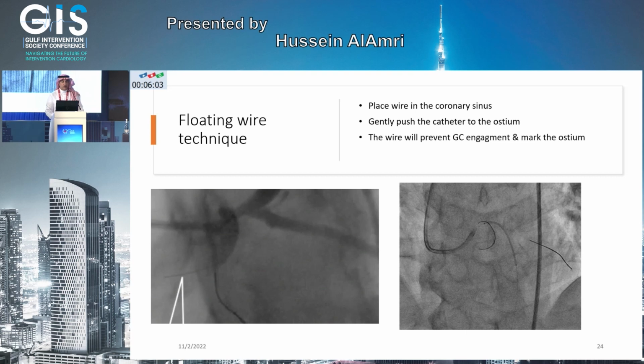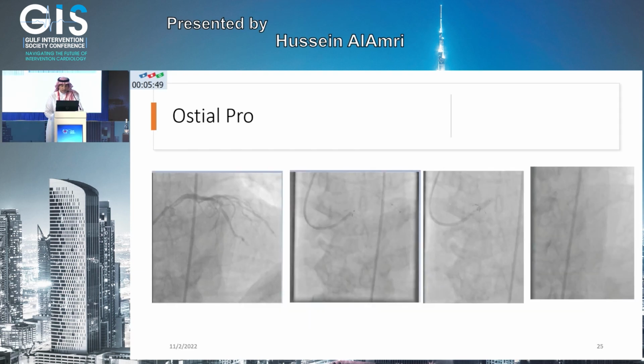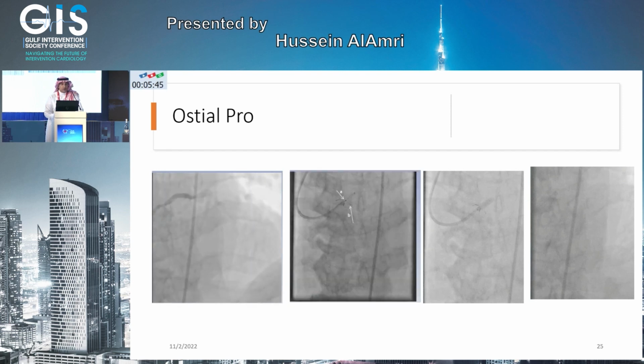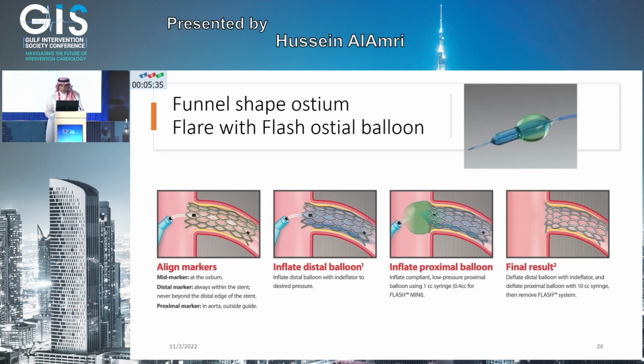One technique that we all use is a floating wire technique that can prevent the guiding catheter from engaging deep into the coronary. At the same time, it will mark the aorto-ostial landing zone for you, and you can deploy your stent safely. This is an example of Ostial Pro used in the coronary. The marker can serve you to land your proximal edge of the stent, and then you can deploy it.